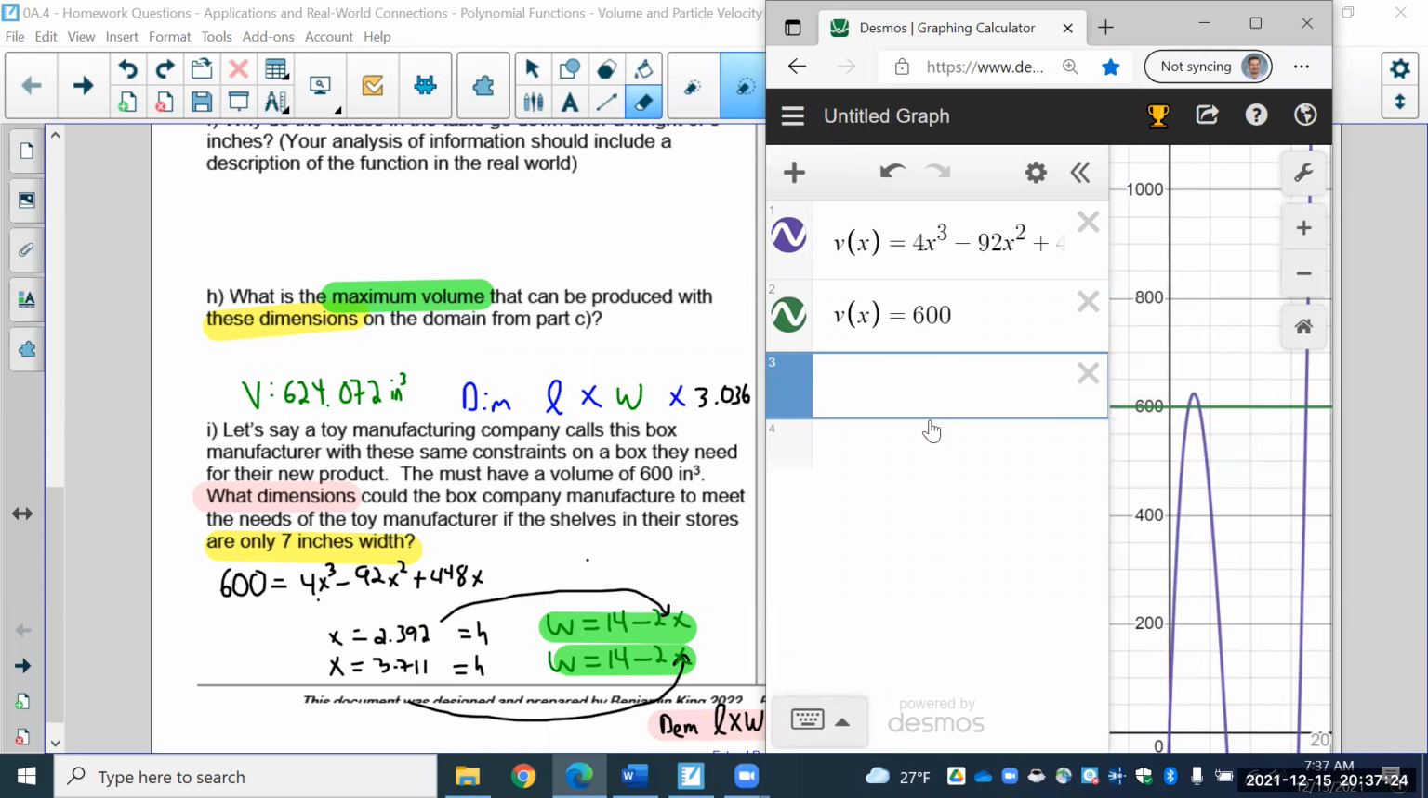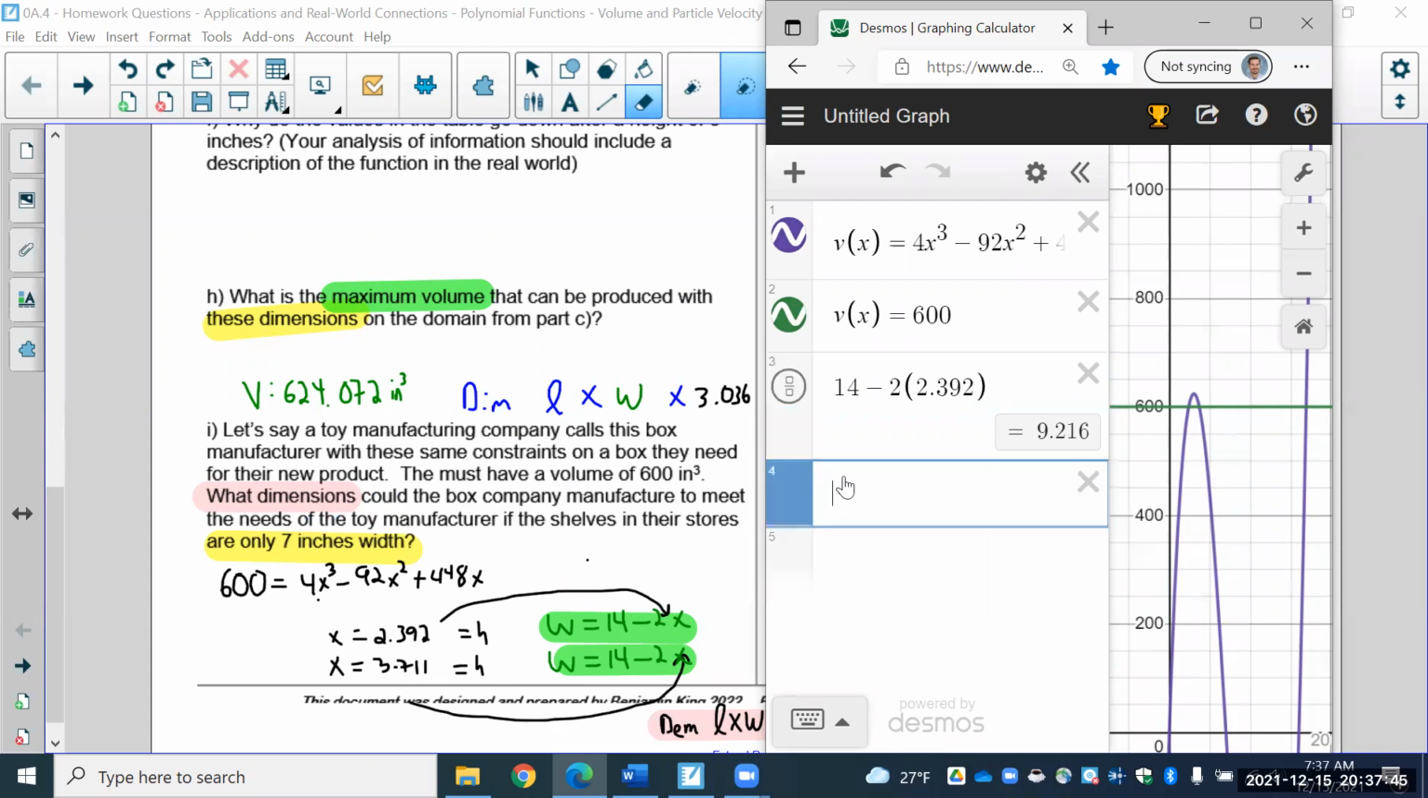The width, you go back to the top, was 14 minus 2x. Okay, and then you're going to put in the value, so 2.392, and that's 9 inches. Think about it. That's the width. They're telling me that their widths are 7. This thing's going to be sticking out of the shelf. People are going to run into it. They're going to knock things on the floor. They're not going to want that box.